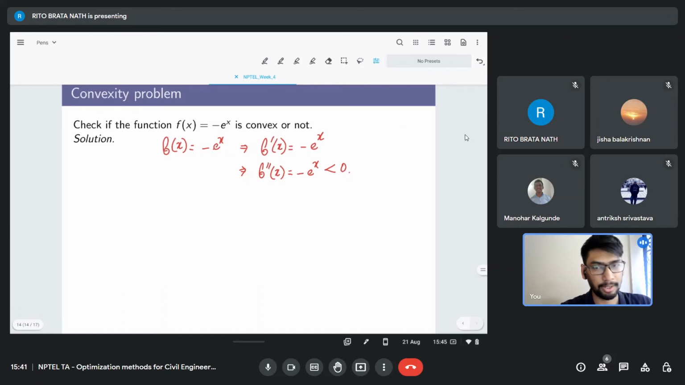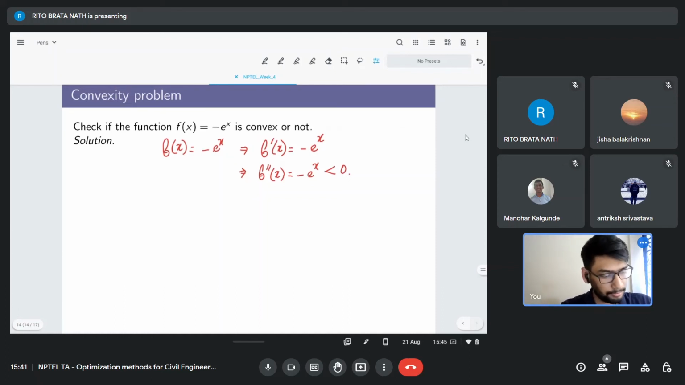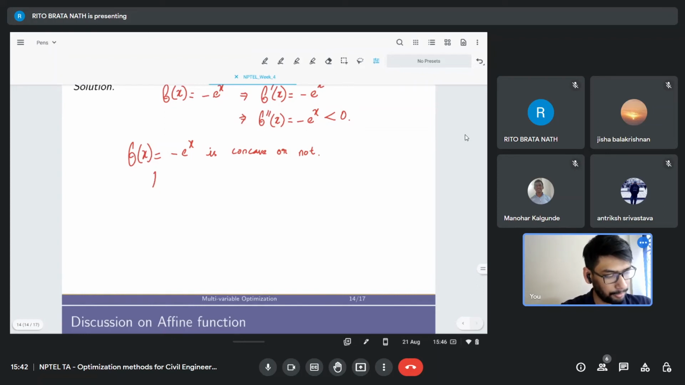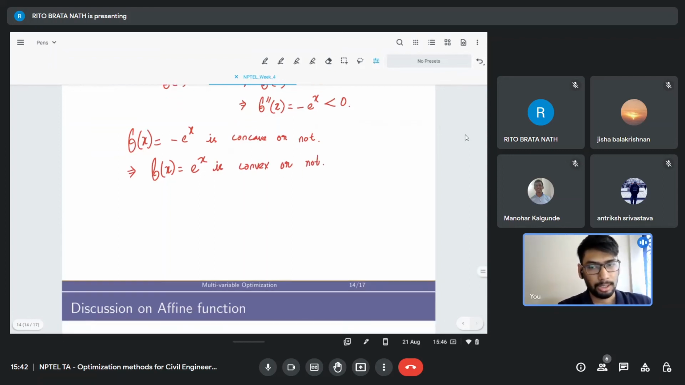Suppose you are asked whether this function is concave or not. So suppose I ask you whether f(x) equals minus e to the power x is concave or not. In the lecture, sir had already discussed that if one function is convex and you take a mirror image of that function, you get a concave function. So the way you do it is just to take the negative of it, and you have f(x) equals e to the power x. So this is equivalent to finding out whether this is convex or not. In this setup, just to check the convexity, you can use this f double prime x and it will end up being positive. And you can say that this function is convex. And if you draw the graph of this function, you will get a convex function.